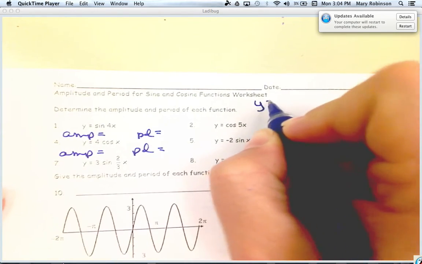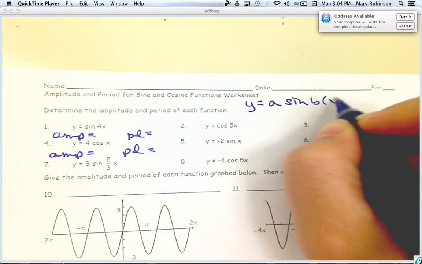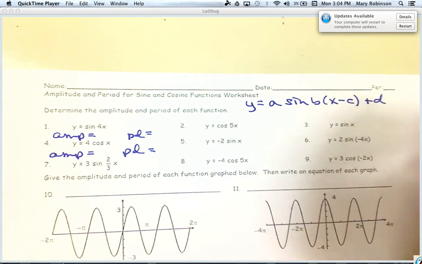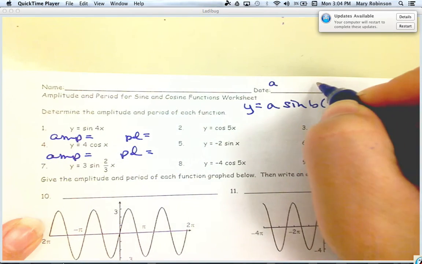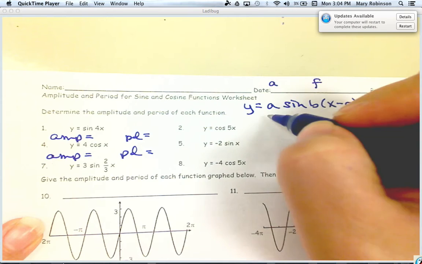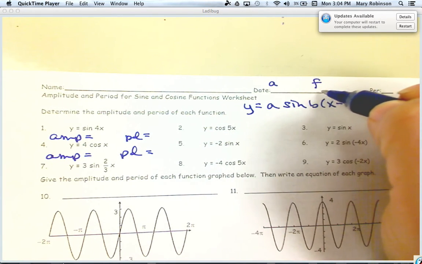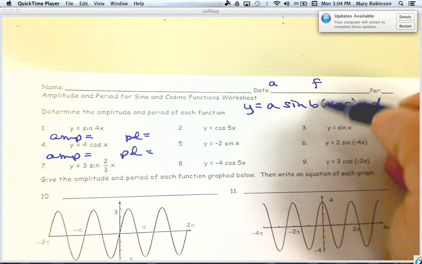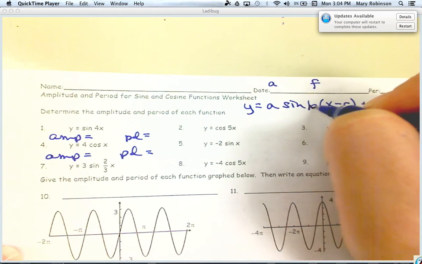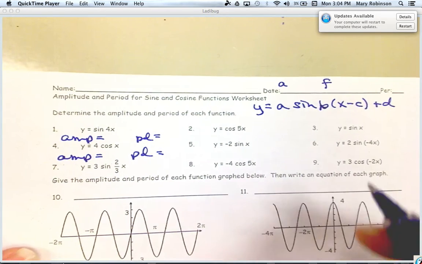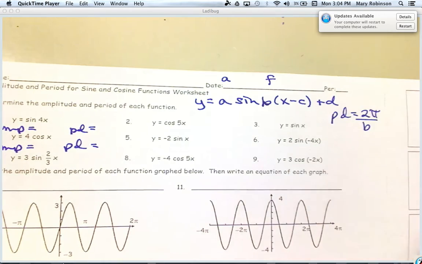If it helps you, at the top of the page here, write y equals A sine B times the quantity x minus C plus D. And one thing I like to do to help students remember is that A comes before F in the alphabet, just like A comes before B. So A is your amplitude, and the next letter helps you with your frequency. There's actually a formula for frequency, but think about that as affecting your period, and that B value is what you plug in for period. So, of course, remember that period is 2 pi divided by B.